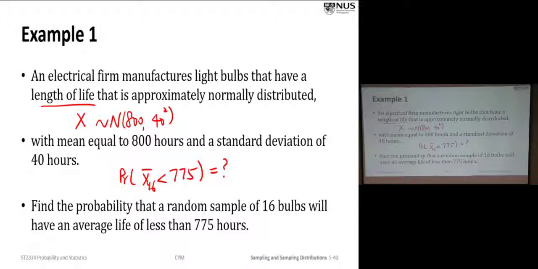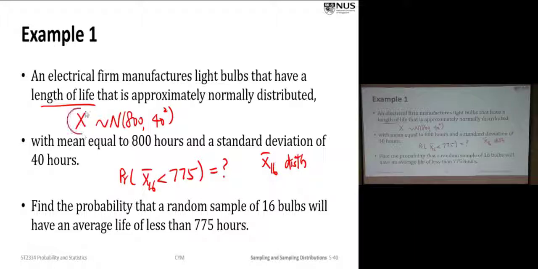Whenever you are asked to find a probability of a statement, like an event involving a random variable, you need to know the distribution of the random variable. In this case, the random variable is x bar, a sample mean taken from a sample of size 16. That means you take a sample of 16 light bulbs, check their lifetime, and then take the average. All right? So we ask ourselves, what is the distribution of this?